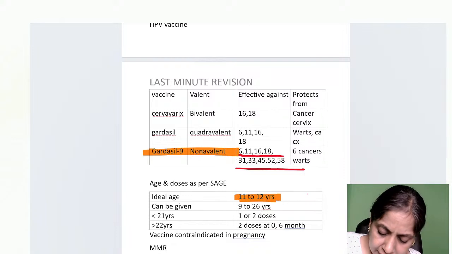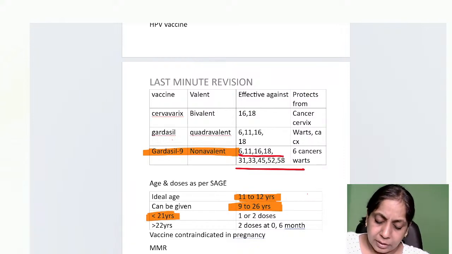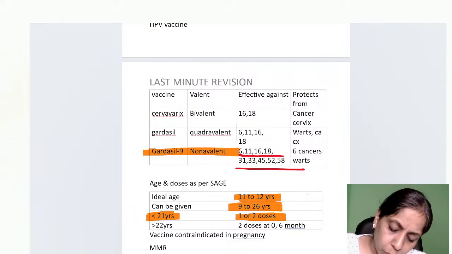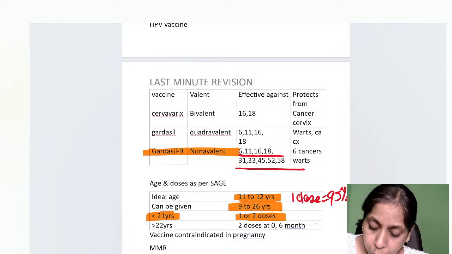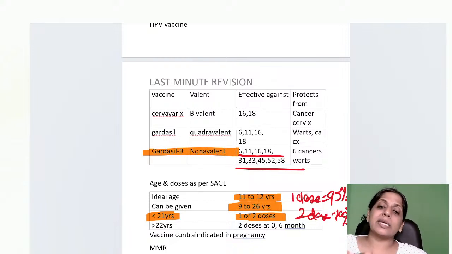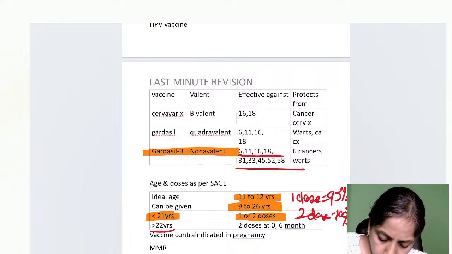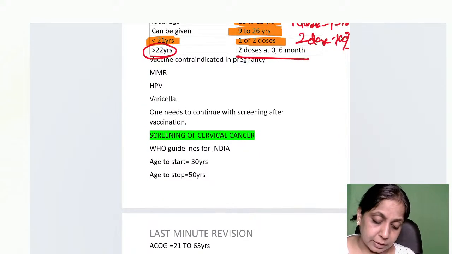The ideal age is 11 to 12 years, but it can be given from 9 up to 26 years. Less than 21 years, one or two doses are sufficient, because one dose gives 95% protection and two doses give 100% protection. So they say that either take one or two, it depends on you. Okay, and more than 22 years, two doses are to be given, and the age up to which the vaccine can be given is 9 to 26 years.